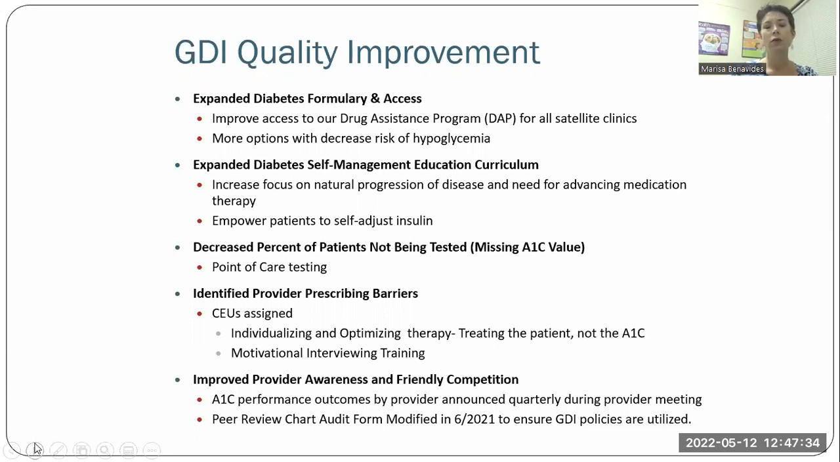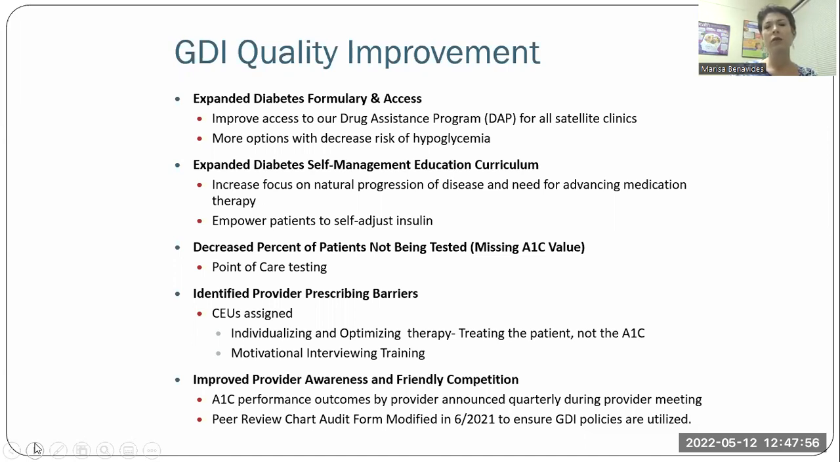Another that I already mentioned was having our health educators implement a little more focus on the natural progression of the disease and the need for advancing medication therapy, so that patients were less reluctant when the time came to start the next medication or to start insulin.